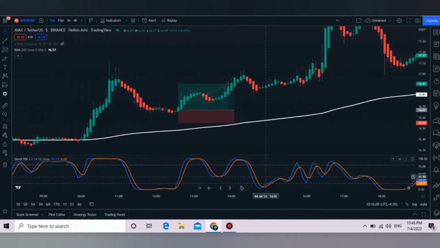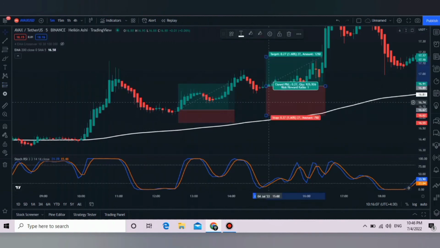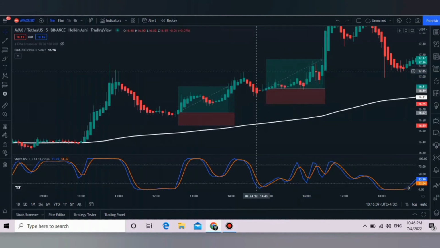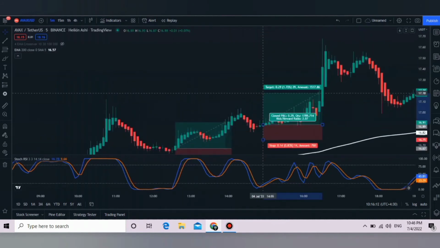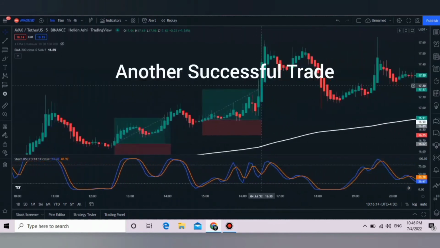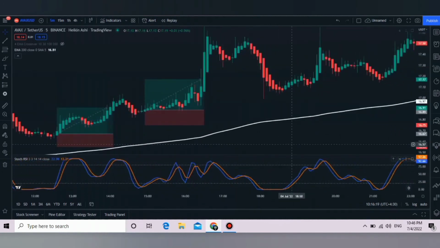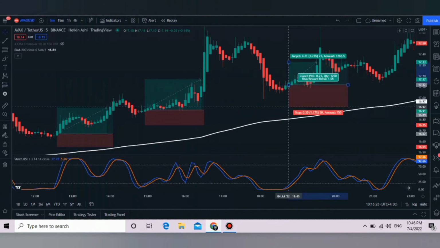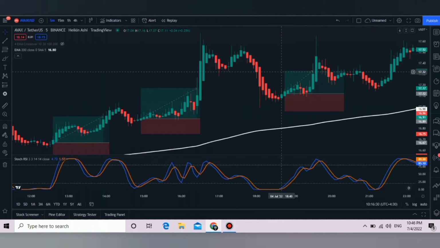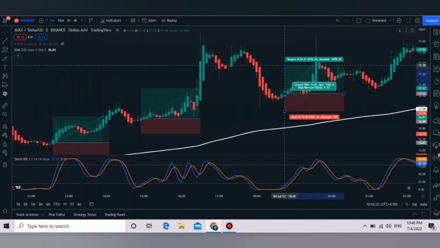Now the price closes above the moving average and the stochastic RSI is oversold. Then the blue line and orange line cross together. And then here we take a long position. Again, the price closes above the moving average and the stochastic RSI is oversold, the blue line and orange line cross, and here we take a long position.